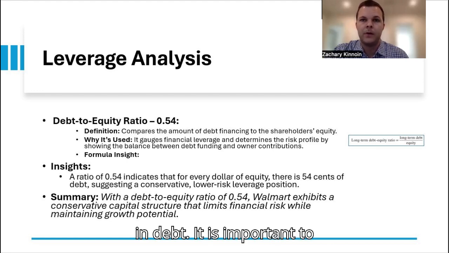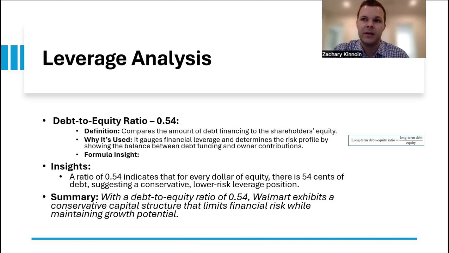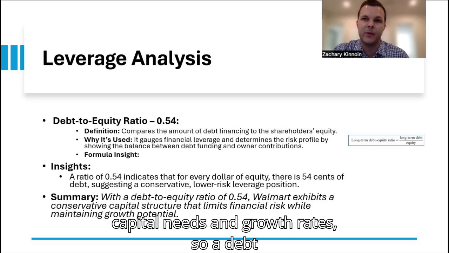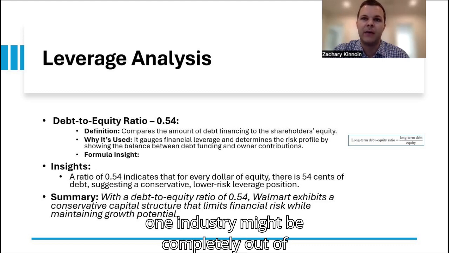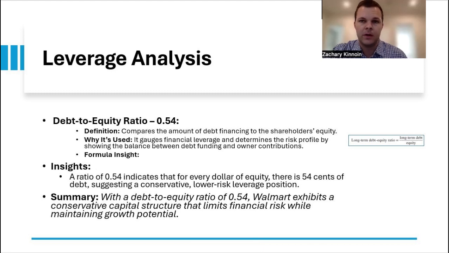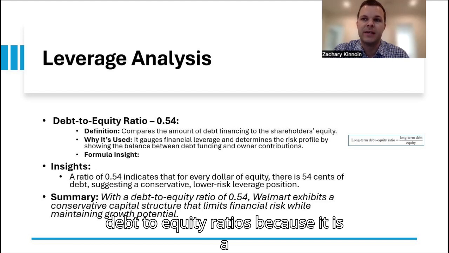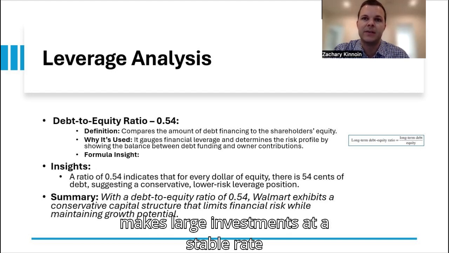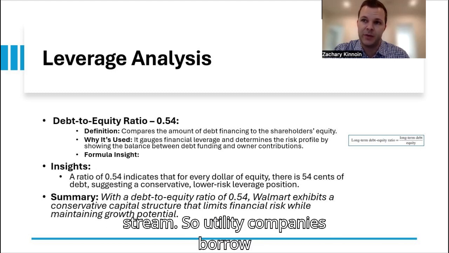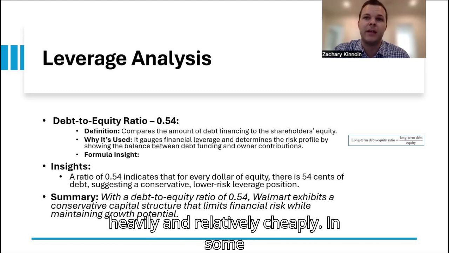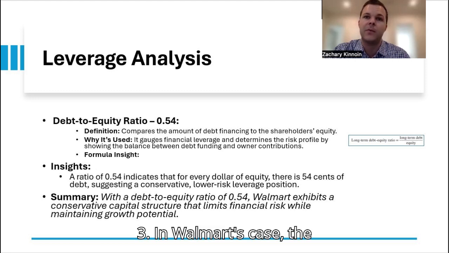It is important to consider the company's industry when evaluating the debt to equity ratio. Different industries have different capital needs and growth rates, so a debt to equity ratio value that's common in one industry might be completely out of the normal in another. For example, utility stocks often have especially high debt to equity ratios because it is a highly regulated industry that typically makes large investments at a stable rate of return and generates a steady income stream. So utility companies borrow heavily and relatively cheaply. In some cases, the ratios can be at or above 3.